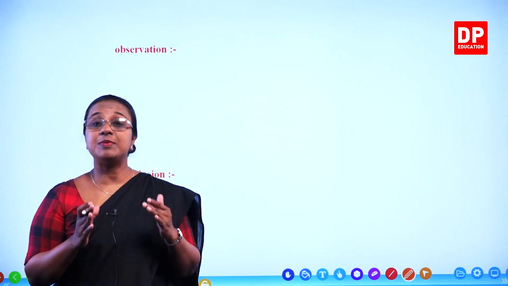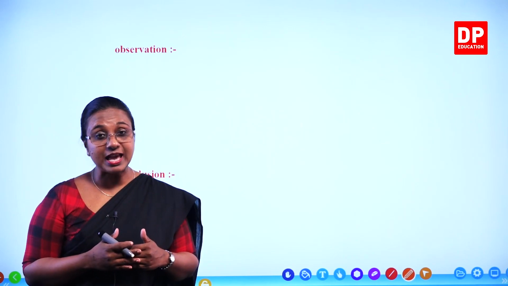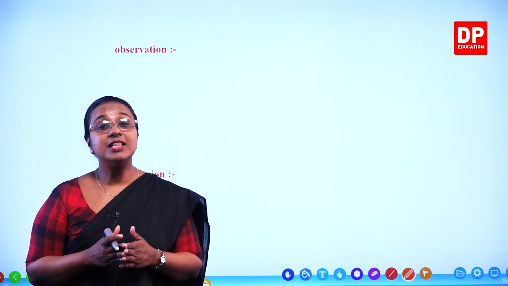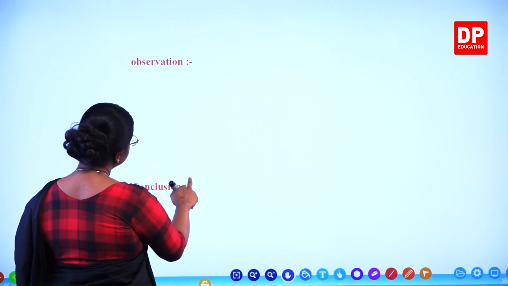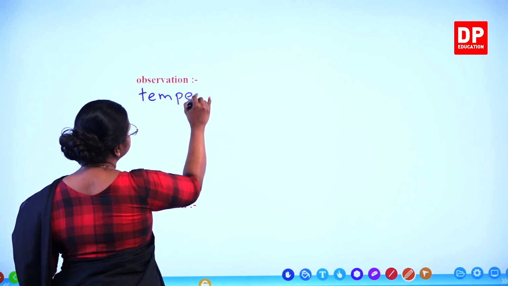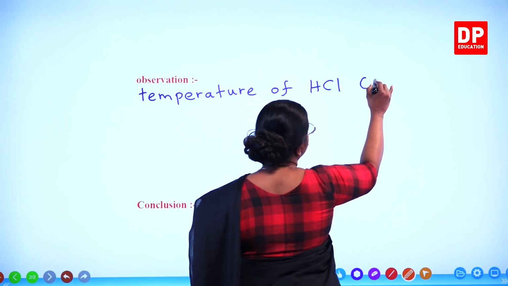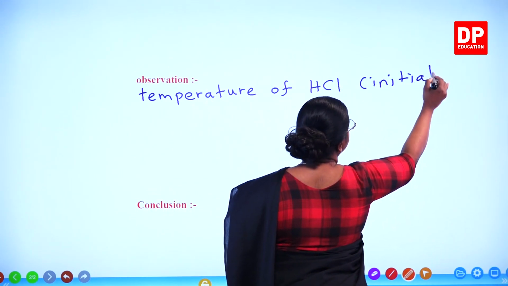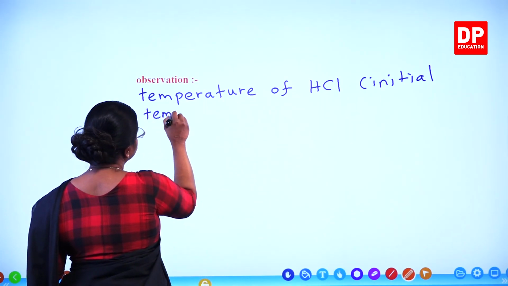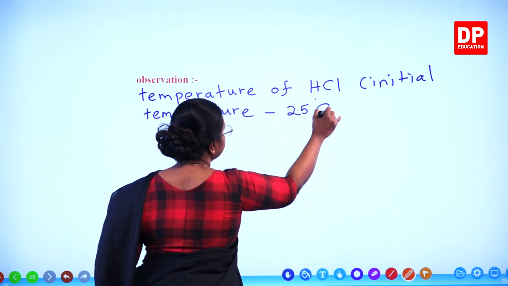So what was the initial temperature of hydrochloric acid? It was 25 degrees Celsius. And what was the final temperature after magnesium reacted with hydrochloric acid? It was 33 degrees Celsius. So that was our observation. So here we have the temperature of hydrochloric acid, that is the initial temperature. That was 25 degrees Celsius.